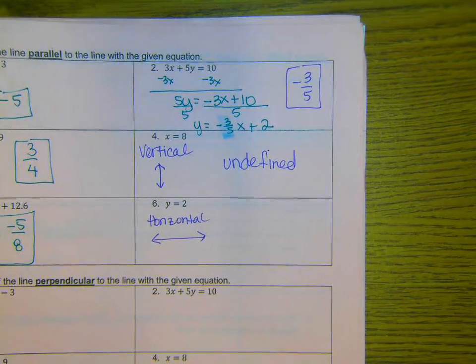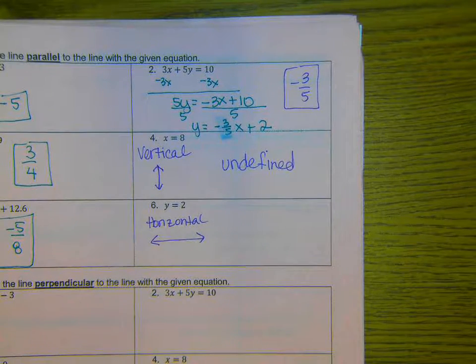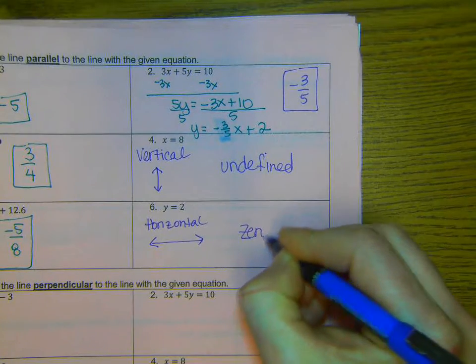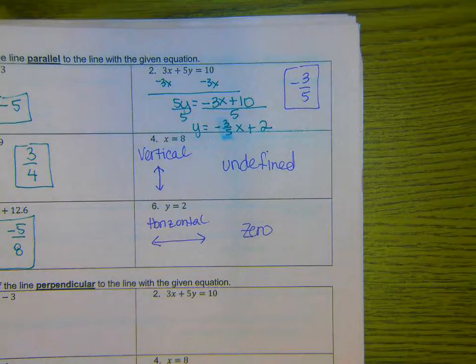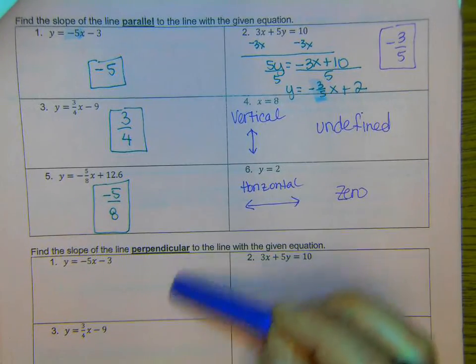Okay, so horizontal. Horizontal looks like a flat line. So like this, yep. So what's the slope of a horizontal line? 0. So all the horizontal lines are going to be parallel to one another, right? So they're all going to have a slope of 0.